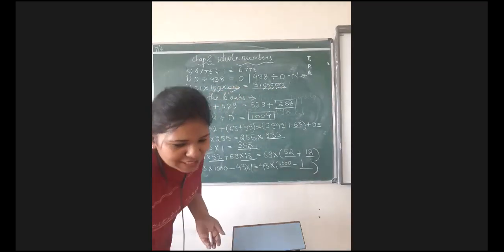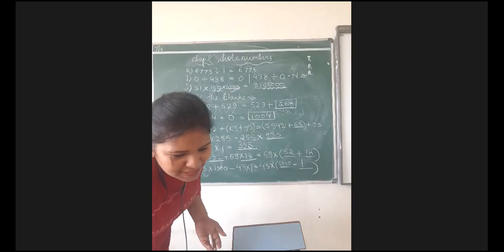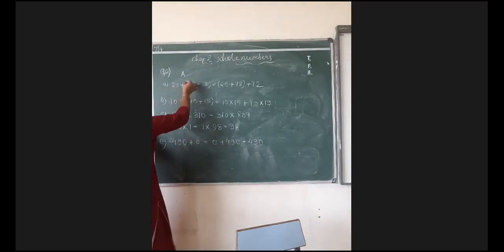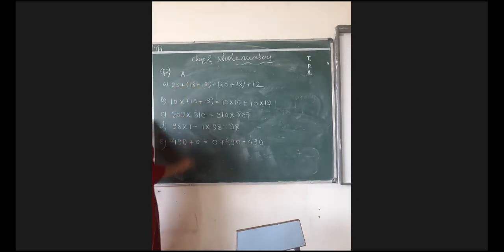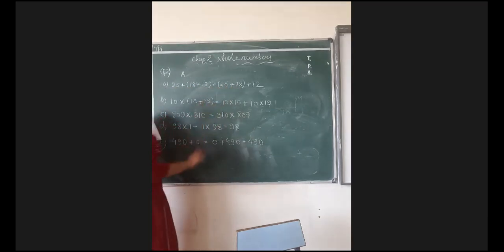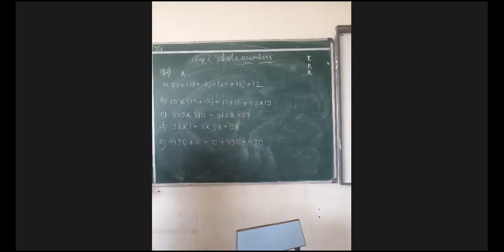Now these are fill in the blanks, and they are related to question number 2 of the homework part. If you can see, the first one is written 25 plus, inside the bracket, 18 plus 12, and on the other side it is written equal to, and you can see inside the group the numbers are changed.